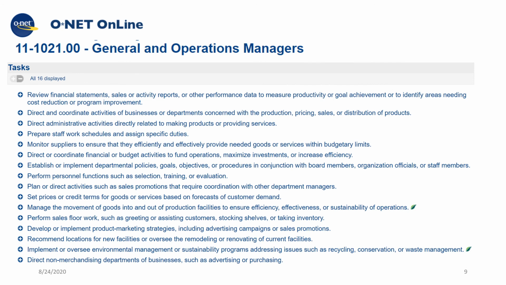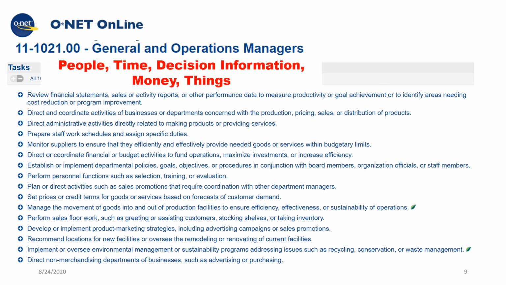Here is an example of a job description task for general and operations managers. And as you look down the list, it'll be the people, time, decision, information, money, and things that we discuss in our course. The tasks are listed in priority. So there's the top 3 to 6, and then the rest. And you can open each one if you needed to know more information.